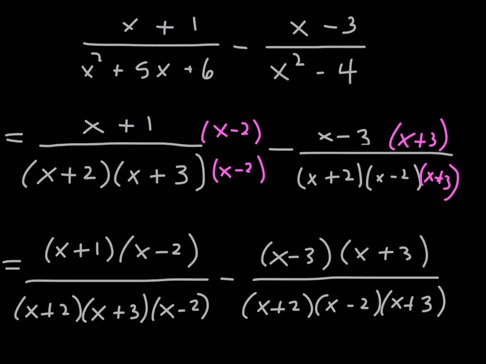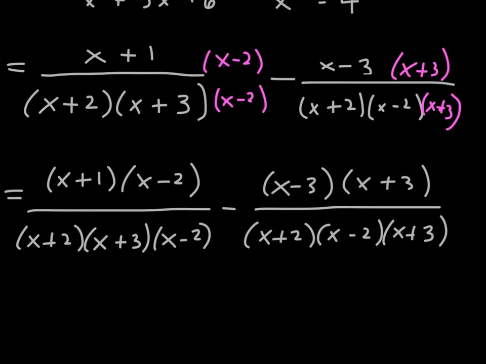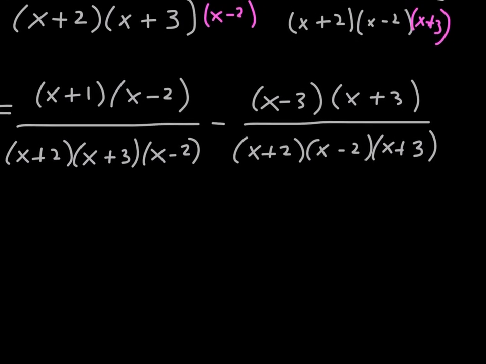All right, everybody, this is what we have. X plus 1 times x minus 2, right? And then minus x minus 3 times x plus 3, all right? Now notice that the denominators are the same. They're the LCD. Let me move this up for us now, okay? I hope that's clear for you.